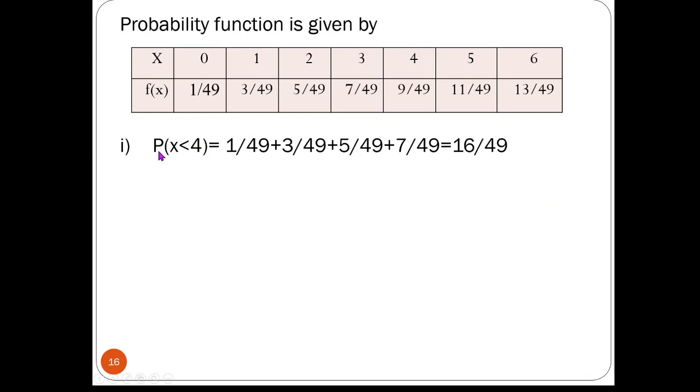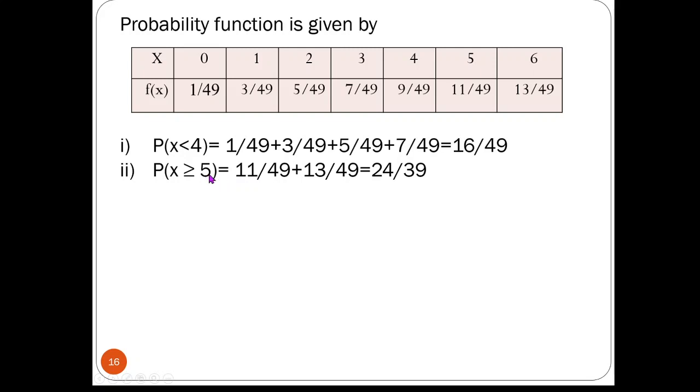First they have asked the probability of x less than 4, that is, if the random variable x is less than 4, then what is the probability? Less than 4 means we have to consider the probability for x equal to 0, x equal to 1, x equal to 2 and x equal to 3. That's why the sum of all these probabilities gives the probability of x less than 4, which is equal to 16 by 49.